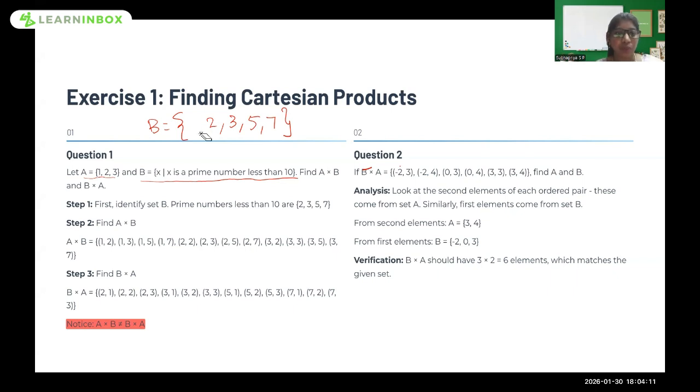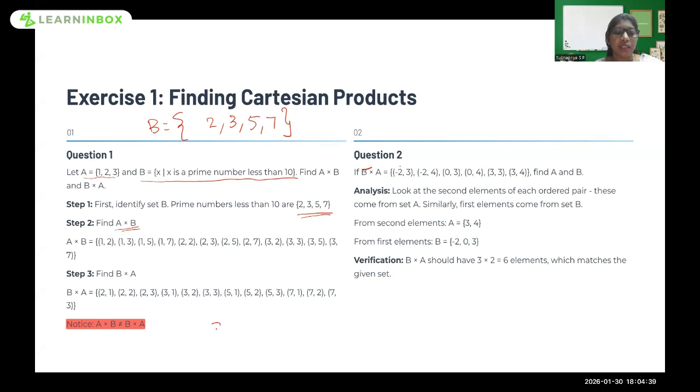Of course, 1 won't be counted as a prime number. Sorry for that. So the prime numbers less than 10 are 2, 3, 5, and 7. And we are going to find what is A cross B. So for A cross B, similar to what we did, A has elements 1, 2, 3, and B has elements 2, 3, 5, 7.